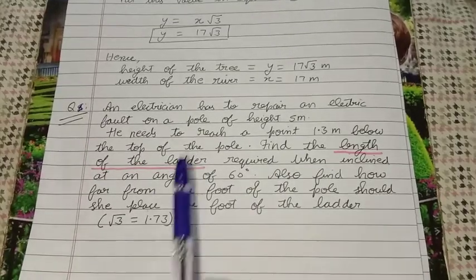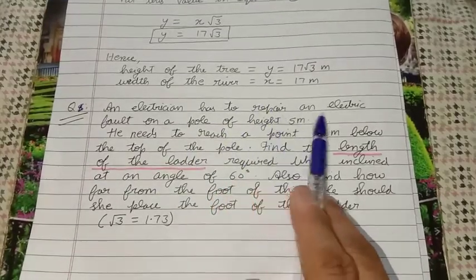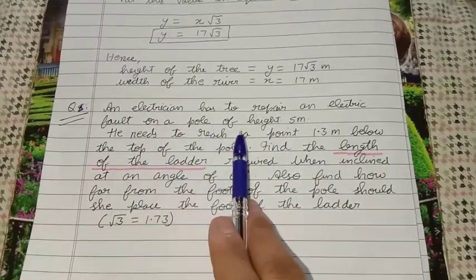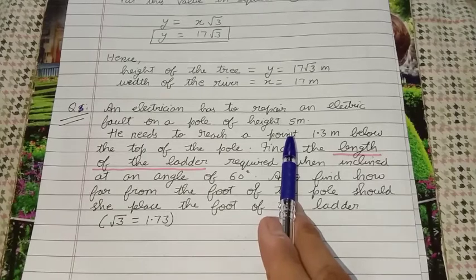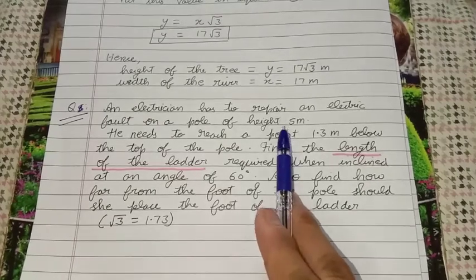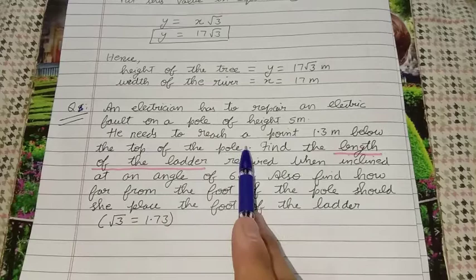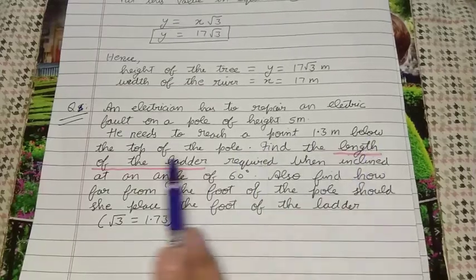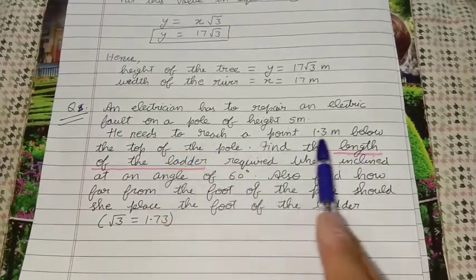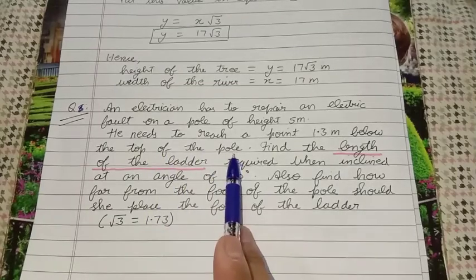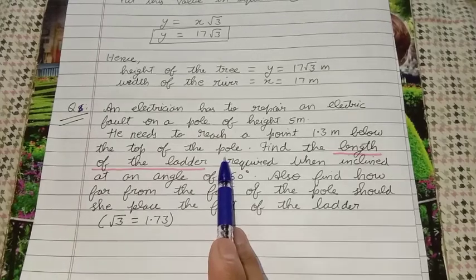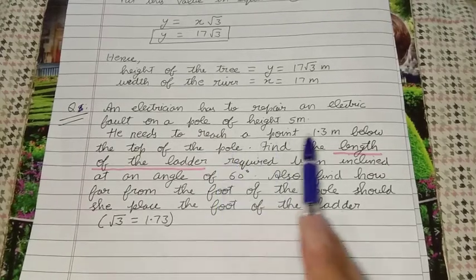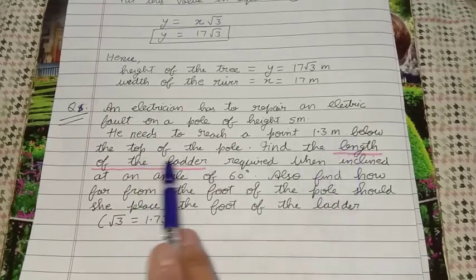An electrician has to repair an electric fault on a pole of height 5 meters. Okay, the pole height is 5 meters and he has to do some repair activity at the top. He needs to reach a point 1.3 meters below the top. This is a point to be noted. This electrician doesn't have to reach the top of the pole, but he has to reach a point which is 1.3 meters below the top of the pole.